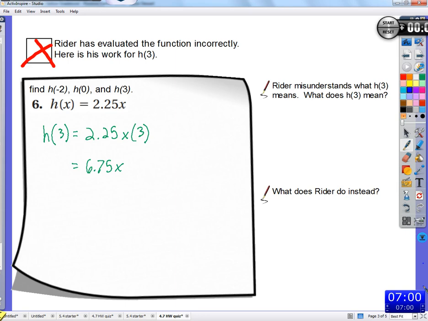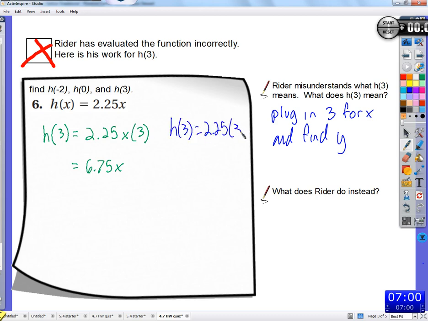We can say one thing that it means is plug in 3 for x, right? And find y. That's what it means. It means what's y when x is 3? Okay, well that's what it means. So we're supposed to put it in for x. So let's go ahead and do it, and then I will ask you to tell us that.